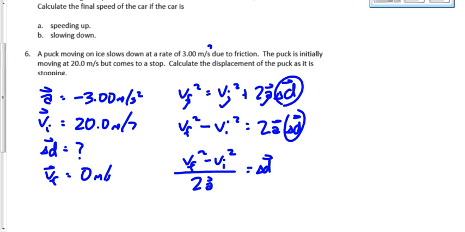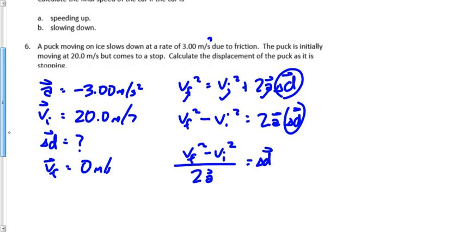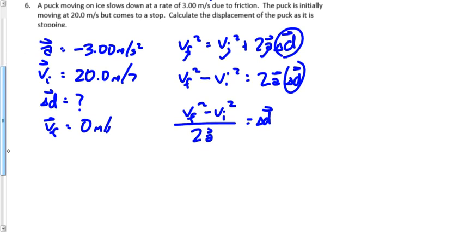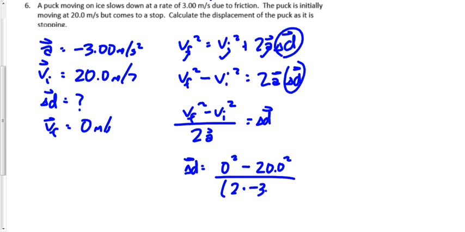Okay, now comes the substitution into the equation, which I don't know if it's any easier than the rearranging was. We're going to say D. I'm just going to make D on the left side and VF squared minus VI squared over 2A on the right side. I can do that, right? Switch the sides, just a little neater. VF is 0 squared minus 20 squared over 2 times negative 3.00.